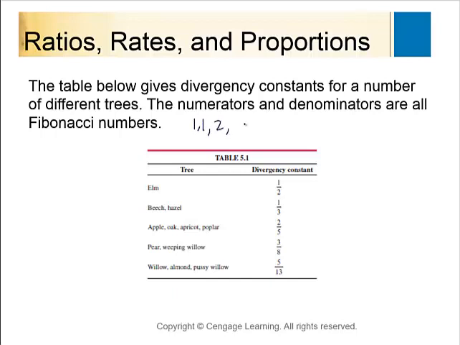1, 1, 2, 3, 5, 8, 13, 21, and so forth. What those numbers are: 1 and 1 added together get me 2, 1 and 2 added together get me 3, 2 and 3 added together get me 5, and so forth. It continues on, and those are Fibonacci numbers when they follow that pattern.